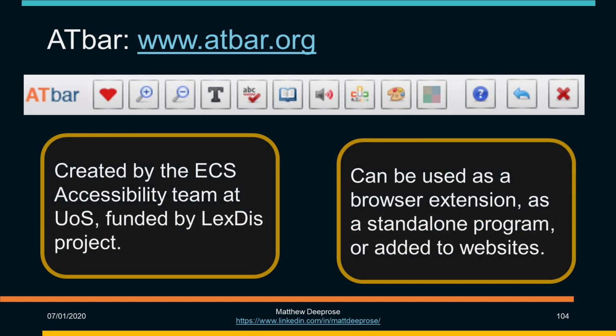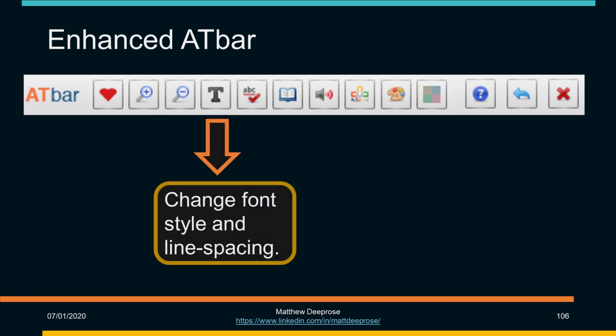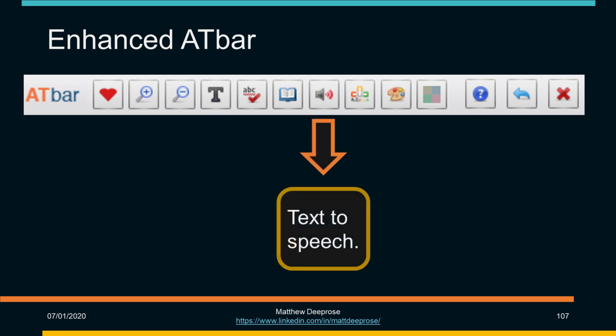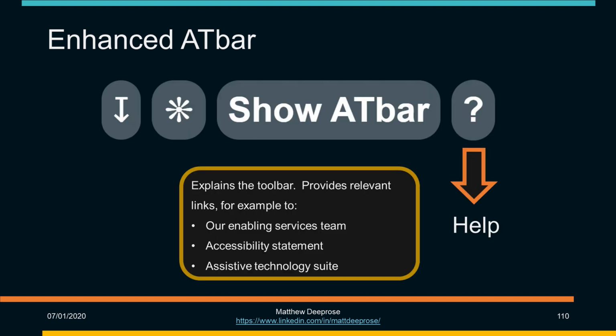Just to give you an overview of some of its features, it allows you to change font size without changing the size of images, which is what would happen if you were using Control plus, Control minus, or hold down Control and using the mouse wheel. Change the font style and line spacing. Line spacing is quite important for dyslexic users. It's better to have an increase in the line spacing. There's a text-to-speech feature. You can change some of the colors of text and links, and also use color overlays to reduce visual stress.